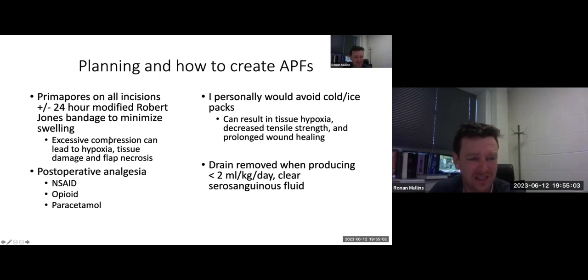And you don't want to have excessive compression causing, obviously, hypoxia to the flap and flap necrosis. Analgesia is important. I personally avoid use of ice packs or cold packs, just with the whole issue of vasoconstriction and potential tissue hypoxia, again, affecting the survival of the flap.